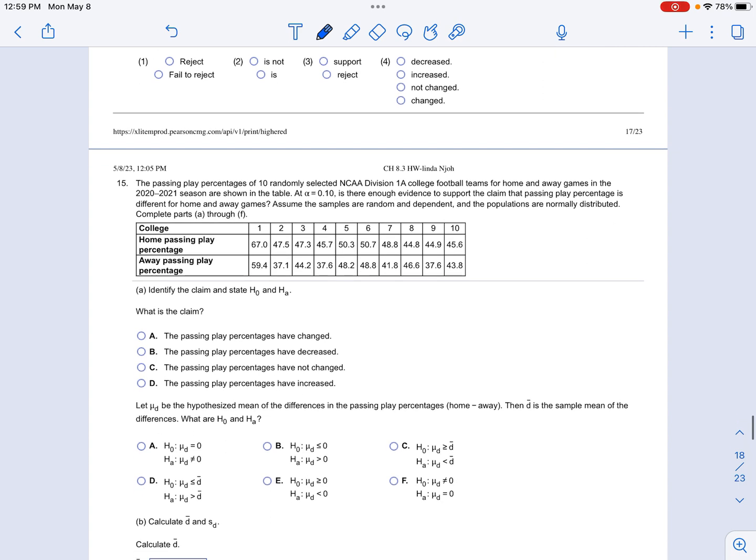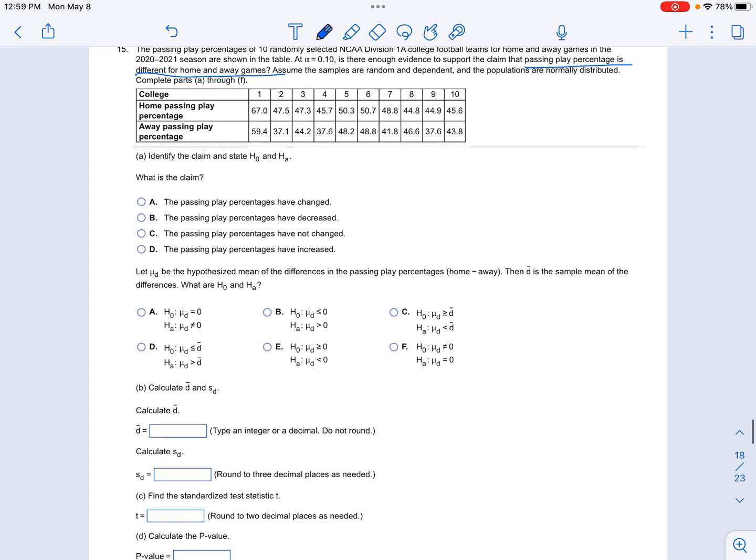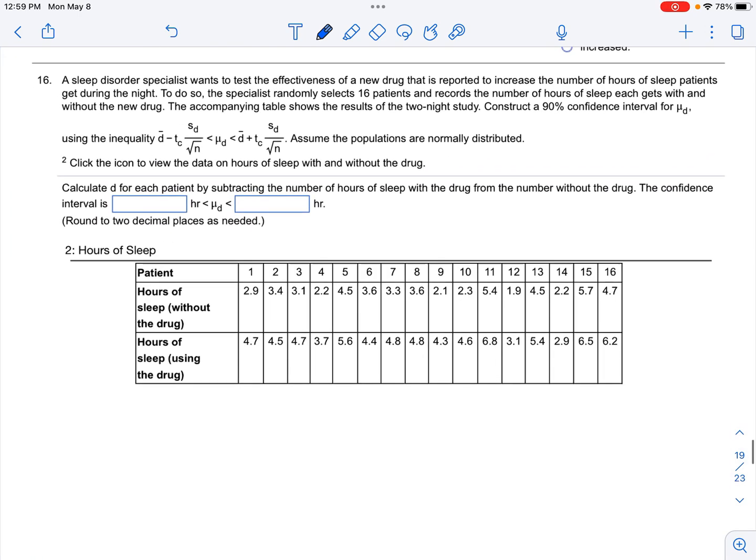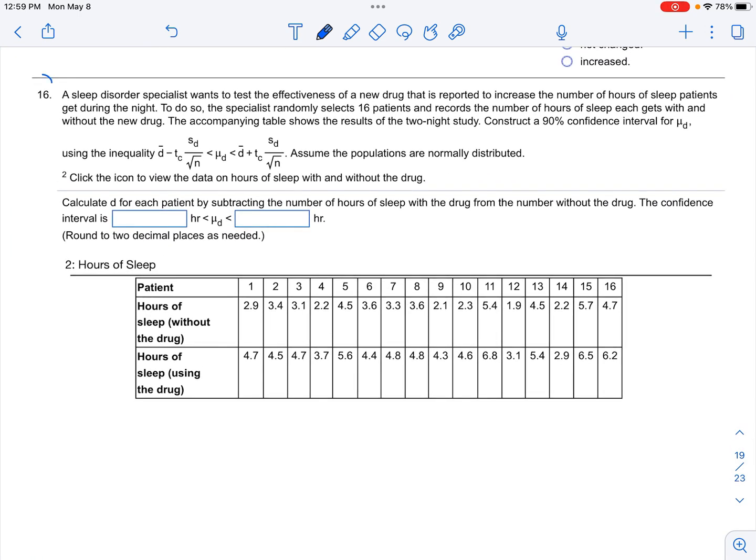Let's look at 15. The claim is that the passing play percentage is different from, so it's a two-tail test again. All right, you can do this on your own, two-tail test. Now 16. I'll do this and that'll be the end for me.